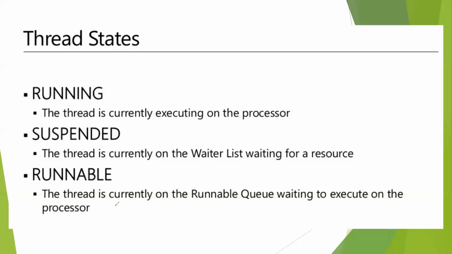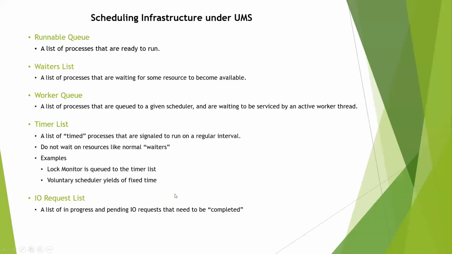That's what we were talking about: ready to execute on the CPU. As soon as the CPU is available, this thread will go ahead and execute. These are the queues we were talking about. Scheduling infrastructure: the runnable queue is a list of threads that are ready to run. The waiter list is a list of processes that are waiting for some resource to become available.